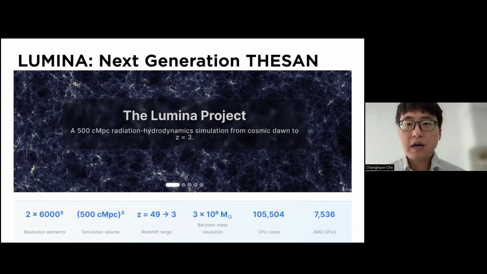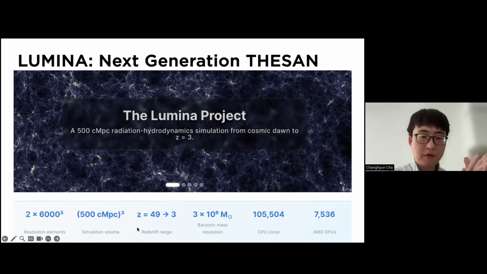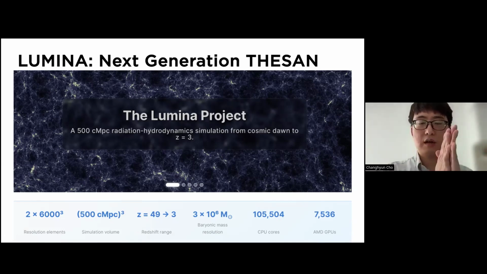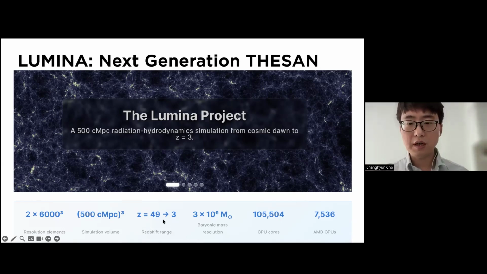This one is amazing because of the size of the box. The previous THESAN simulation was 100 megaparsec scale. Now it's a 500 megaparsec scale, which is one of the biggest simulations we can see. And we can also track the redshift from almost 50 to 3. The previous simulation was around 30 to 5, but this one is 50 to 3. And the resolution is still quite high. So this is a really nice opportunity to study more survey science.